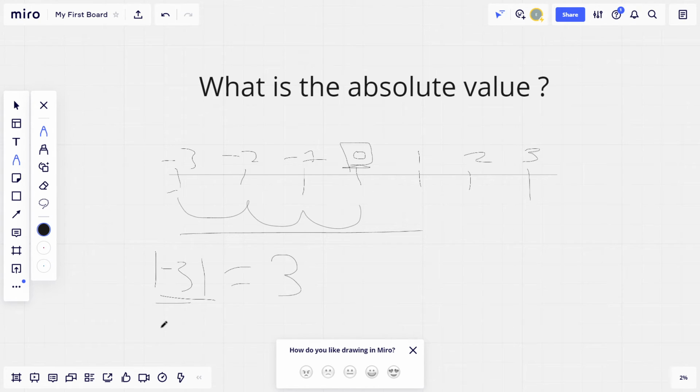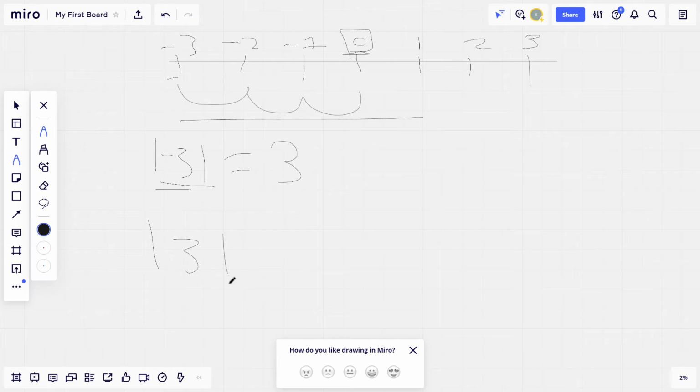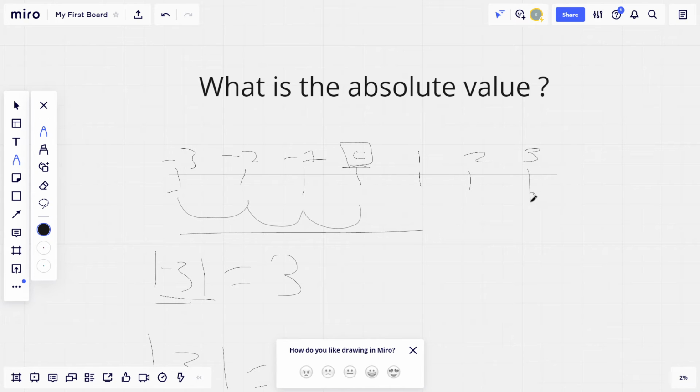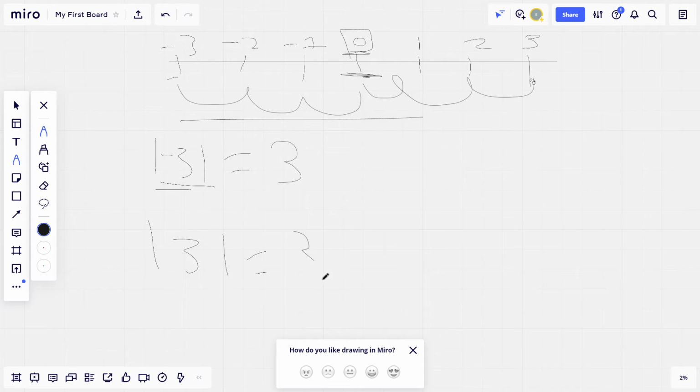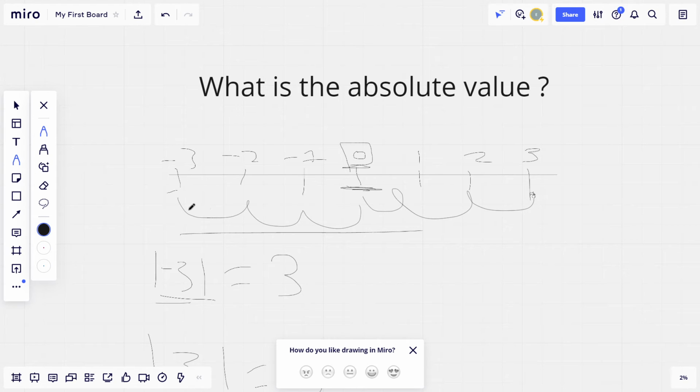Now if you were to do the absolute value of 3, you start from here, and you count how many steps to the number 0. 1, 2, 3. It's also 3. Now you don't need to worry about what direction you're going, whether it's from the negative direction or the positive direction. You don't need to worry about them.